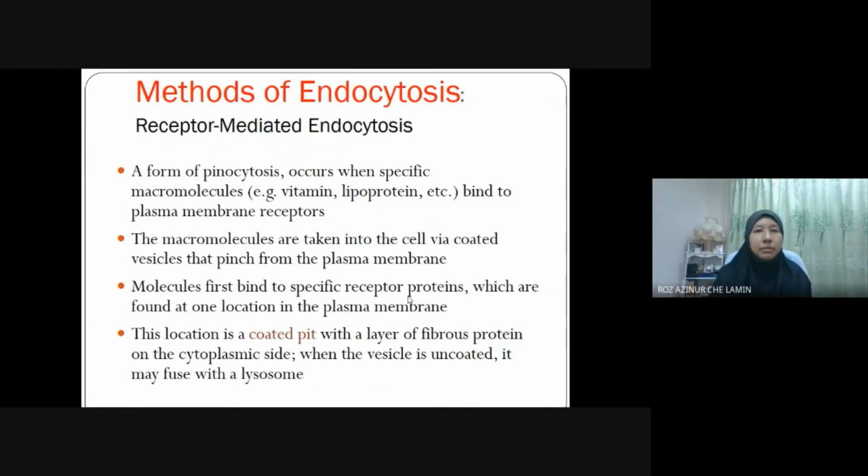Okay, lastly, receptor-mediated endocytosis, a form of pinocytosis, occurs when a specific macromolecule such as a vitamin or lipoprotein binds to a plasma membrane receptor. The macromolecules are taken into a cell via a coated vesicle that pinches from the plasma membrane. Molecules first bind to specific receptor proteins which are found at one location in the plasma membrane. This location is a coated pit with a layer of fibrous protein on the cytoplasmic side. When the vesicle is uncoated, it may fuse with a lysosome.